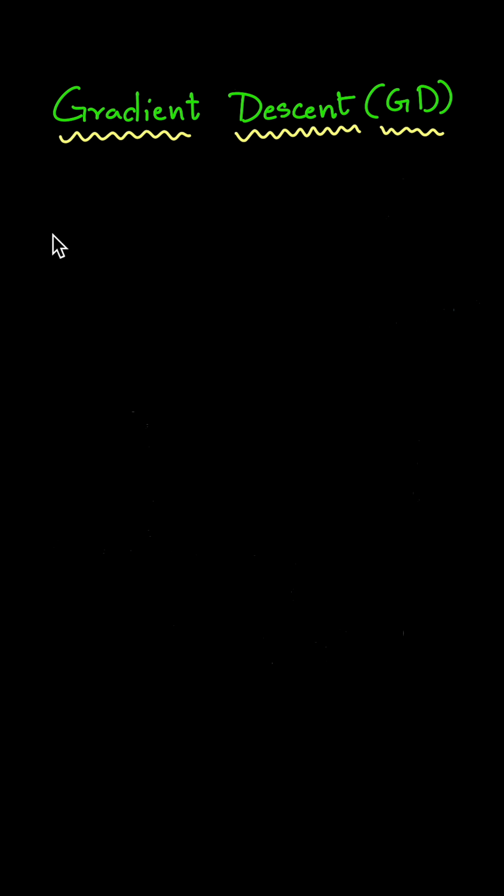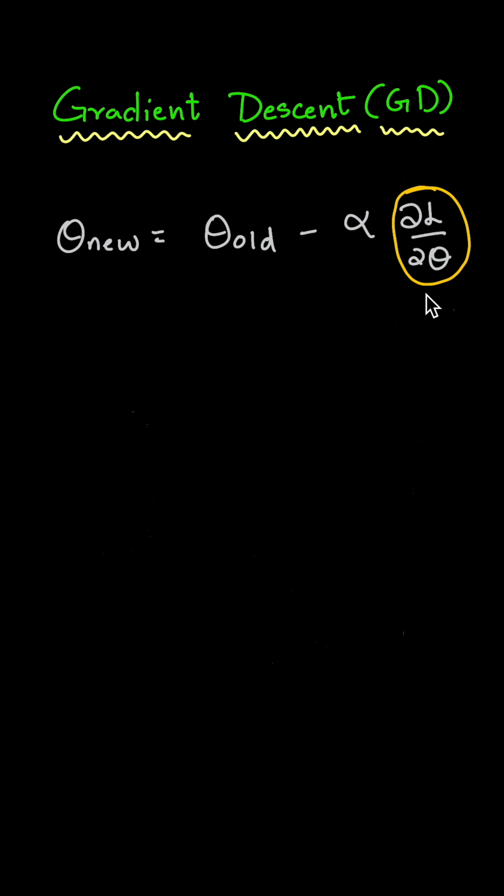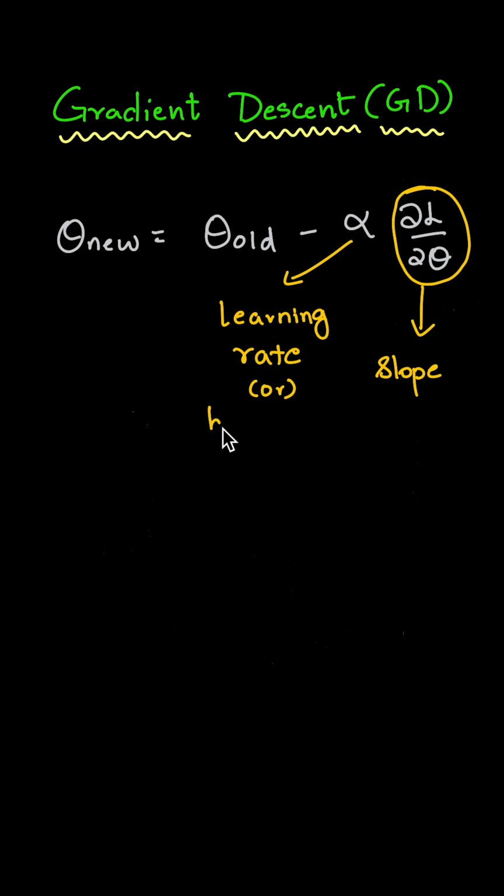In order to adjust some specific parameter, the formula will look something like this. Theta new equals theta old minus alpha times the derivative of the loss with respect to theta. And here, this particular derivative denotes the slope of the curve. And this alpha is called the learning rate, or it can also be called a hyperparameter.